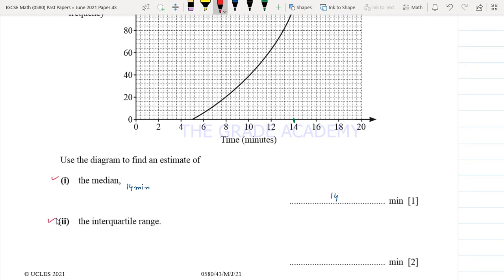Now we find the interquartile range. The interquartile range is the difference between the upper quartile and the lower quartile. So the interquartile range of a data is equal to the upper quartile minus the lower quartile.